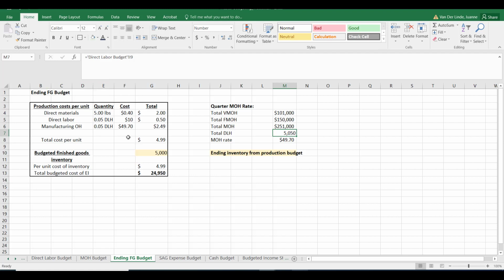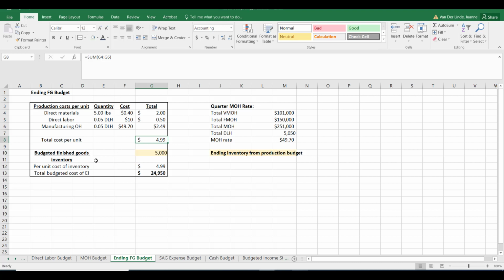Now, if 1 unit of product requires 0.05 direct labor hours, we can multiply that by the manufacturing overhead rate to find out how much overhead is applied to 1 unit of product. 0.05 times $49.70 is $2.49. So we add together the direct materials cost per unit, direct labor cost per unit, and manufacturing overhead cost per unit. We get a total cost per finished goods unit of $4.99.